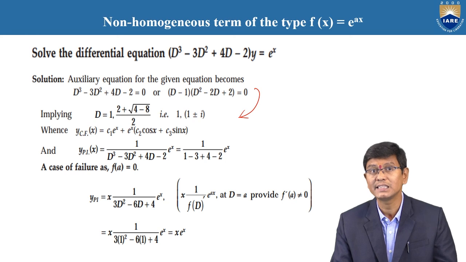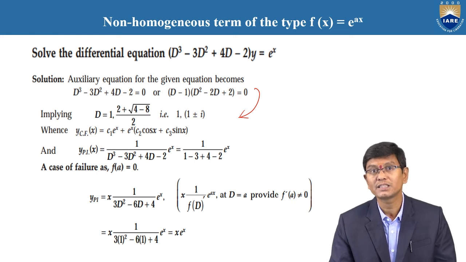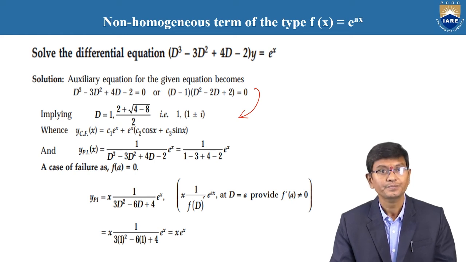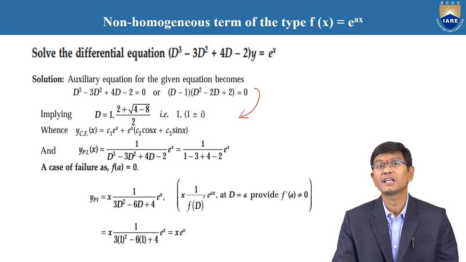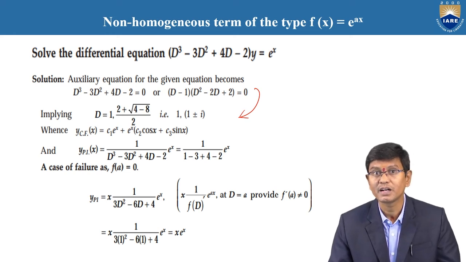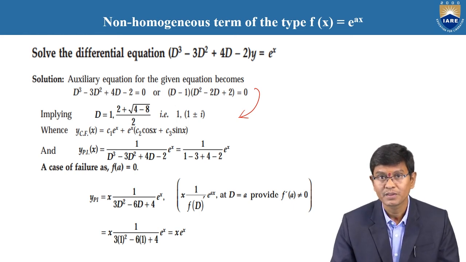Therefore, with the help of the cases, you need to assume the complementary function, that is y_CF, is equal to c1 e^x plus e^x (c2 cos x plus c3 sin x). Now we need to find the particular integral. The particular integral is obtained as 1 by (D^3 minus 3D^2 plus 4D minus 2) into e^x.